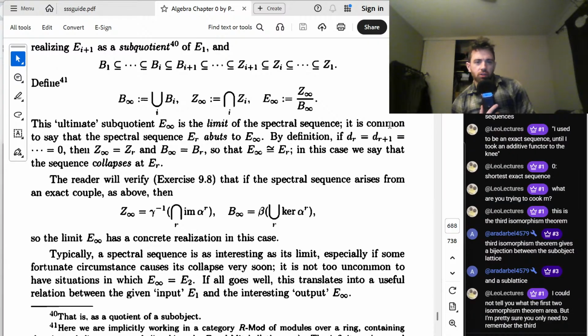By definition, if the differentials are eventually 0, then those stabilize at the rth page.